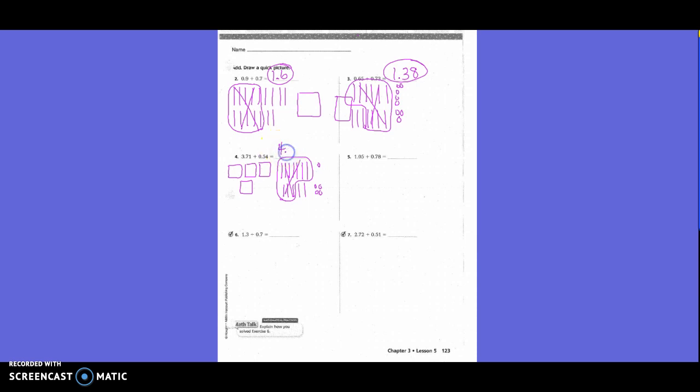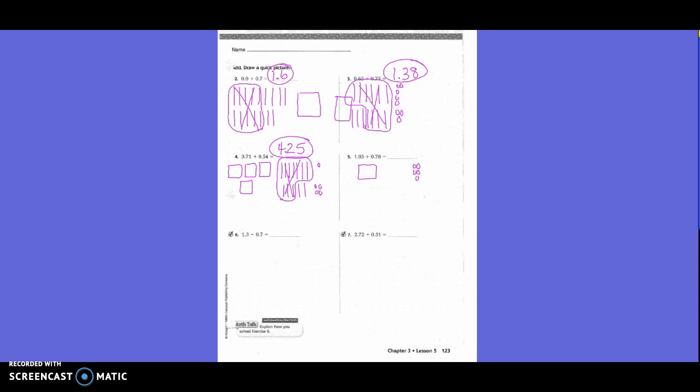Okay, so how many flats do I have? 4 decimal. How many longs do I have? 2. And how many small cubes do I have? 5. Okay. So my answer is 4 and 25/100. Okay, so how many flats do I draw? 1. How many longs do I draw? 0. How many small cubes do I draw? 5.